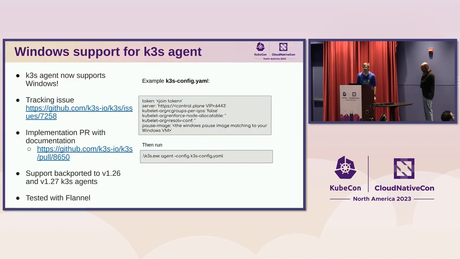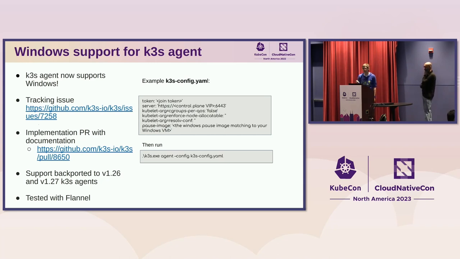The first one that I'm excited about is the Windows support for the K3S agent. Pretty recently, the K3S project finally added it, because the feature request to support Windows nodes came in, I think, in 2019. So it's been a long journey to get here, so that you can configure a Windows VM, run the K3S agent on it, and join it to the cluster. This was merged pretty recently, but almost immediately backport PRs were opened. So if you're running K3S for any scenarios, starting with 1.26, you can join Windows nodes to the cluster.